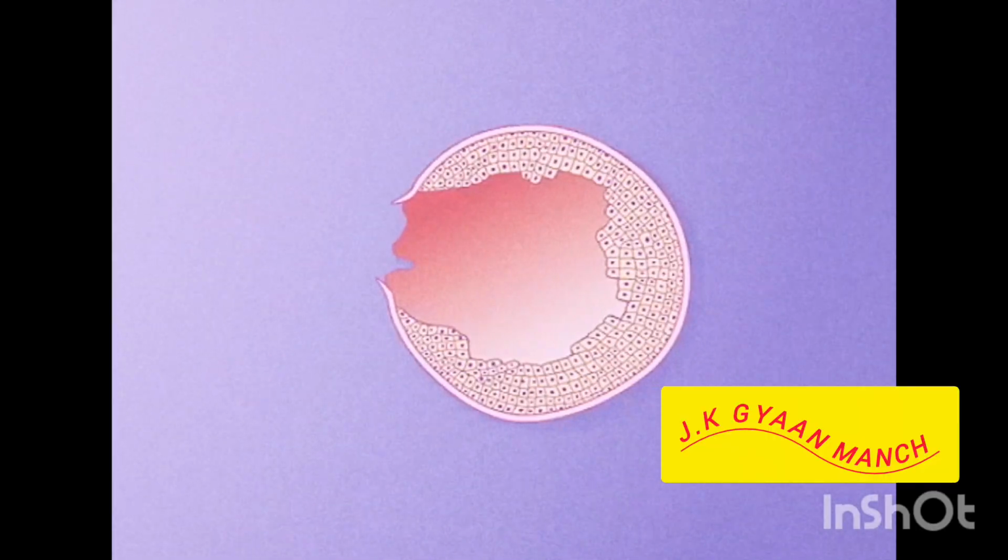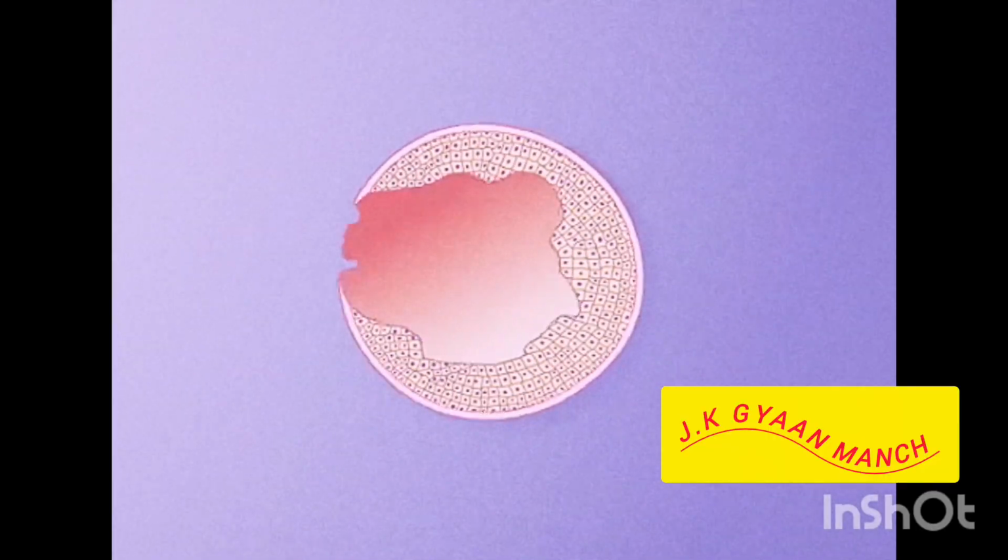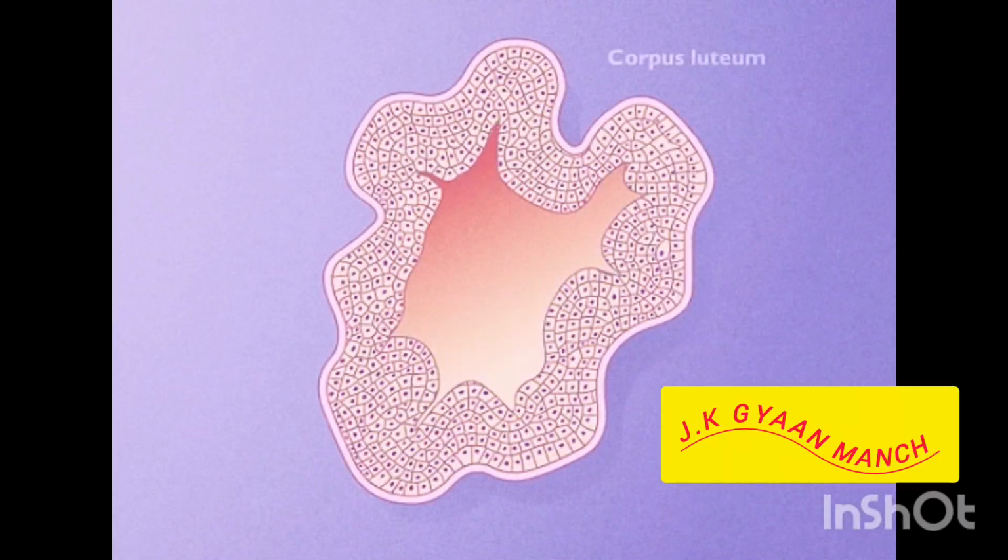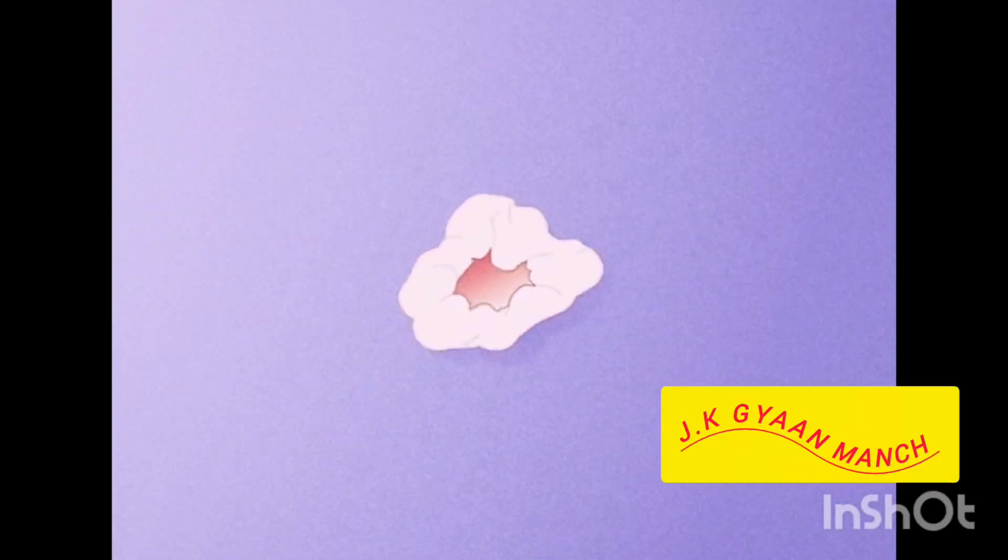Following ovulation, the granulosa cells divide rapidly and enlarge to form the yellow corpus luteum. When the corpus luteum degenerates, it forms the white corpus albicans.